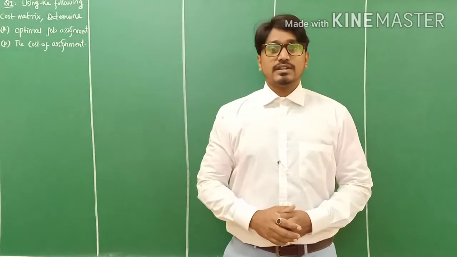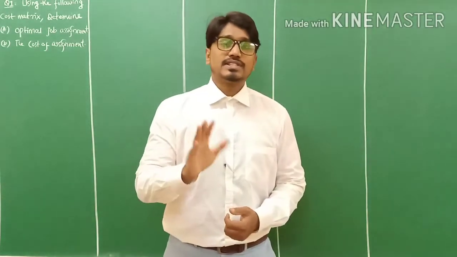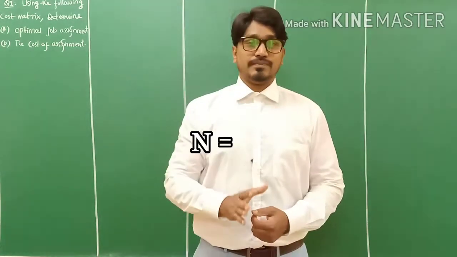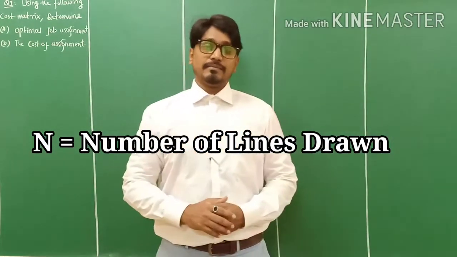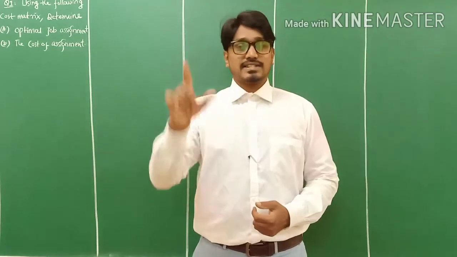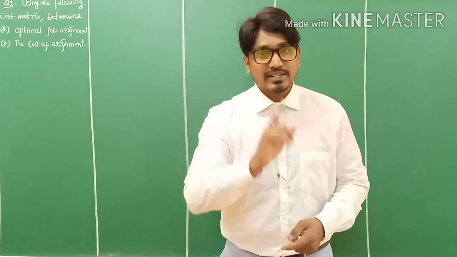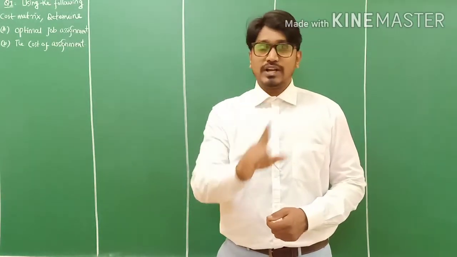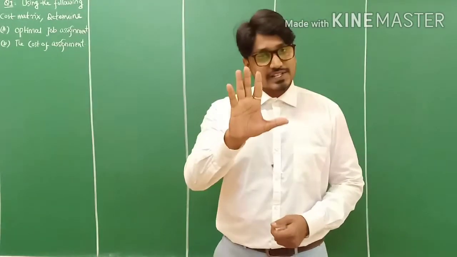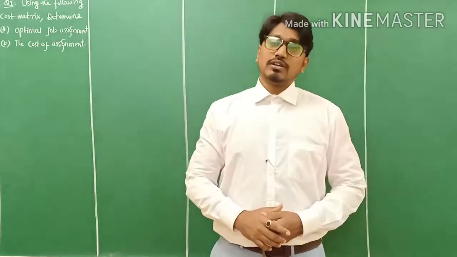After doing this step, my friends, you have to compare whether your capital N is equal to small n. If it is unequal, so now I tell you what this capital N is. Friends, capital N means the number of lines you draw. Now what is small n? Small n means the order of your matrix. For example, suppose there are 4 rows and 4 columns in your question, your order of matrix is said to be 4. In case of 5 rows, 5 columns, your order is 5. In case of 6 rows, 6 columns, your order is 6. Are you getting me? So, capital N means the number of lines drawn, small n means the order of the matrix.